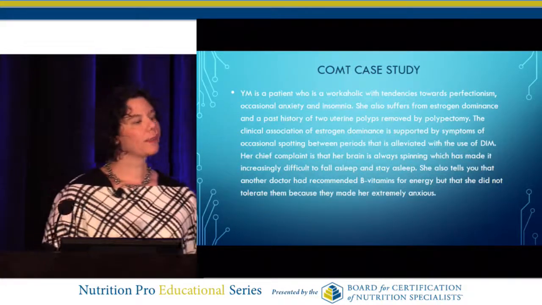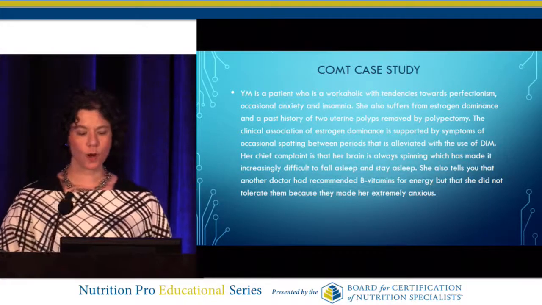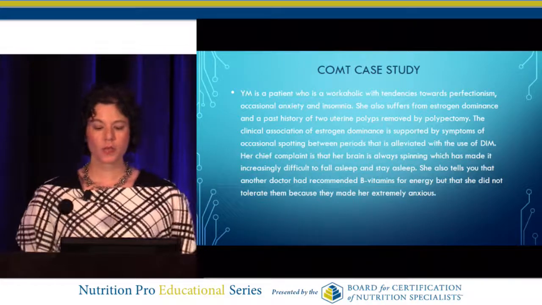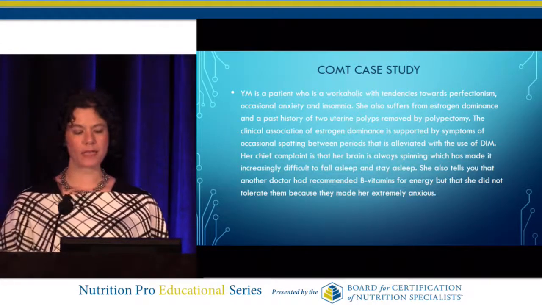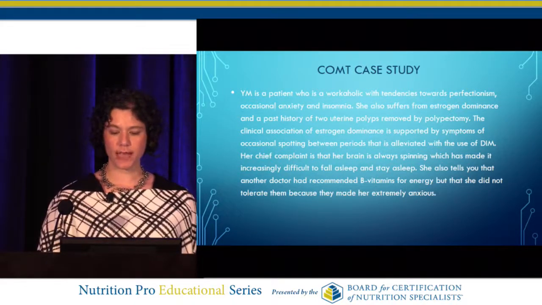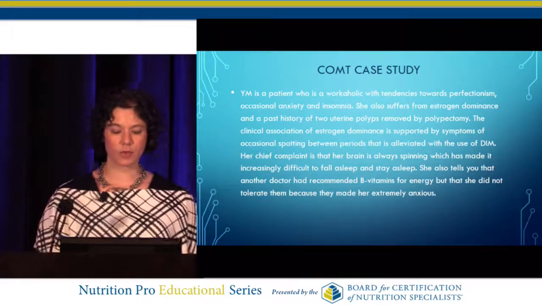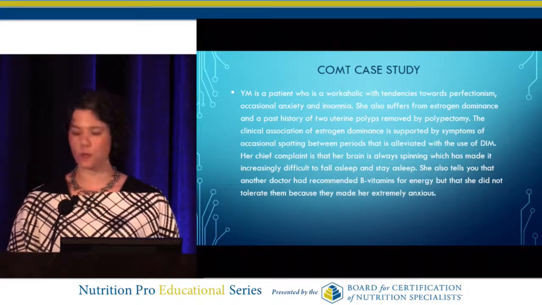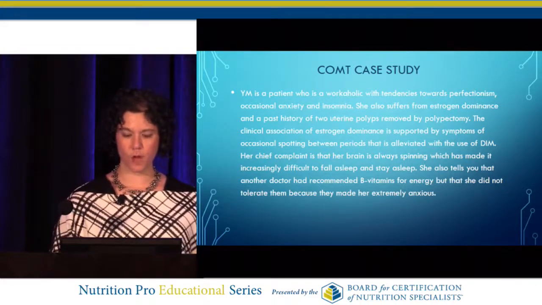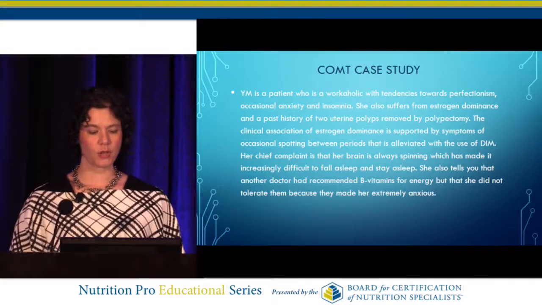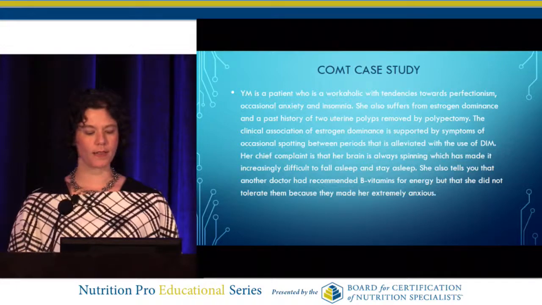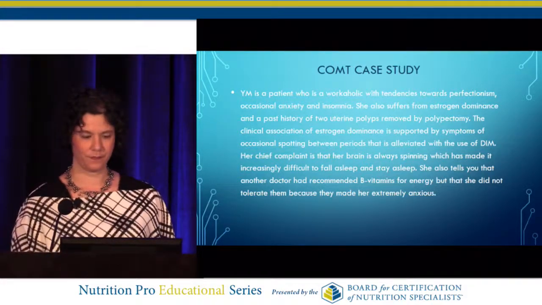So let's take a look at a clinical picture. YM is a patient who's a workaholic with tendencies towards perfectionism, occasional anxiety, and insomnia. She also suffers from estrogen dominance and has a past history of 2 uterine polyps removed by polypectomy. The clinical association of estrogen dominance is supported by symptoms of occasional spotting between periods that's alleviated with the use of DIM. Her chief complaint is that her brain is always spinning, which has made it increasingly difficult to fall asleep and stay asleep. She also tells you that another doctor had recommended B vitamins for energy, but that she did not tolerate them and they made her extremely anxious.